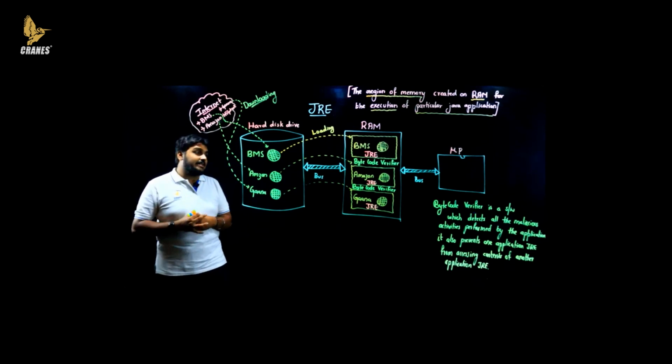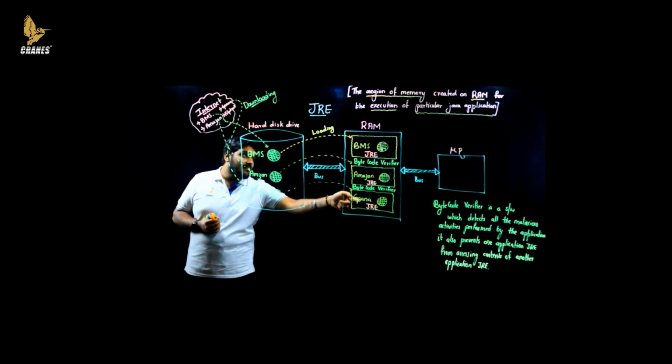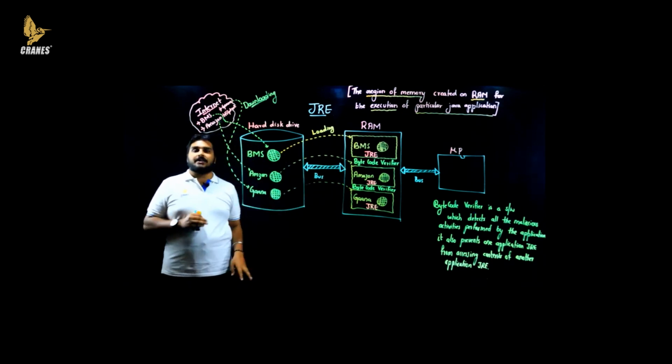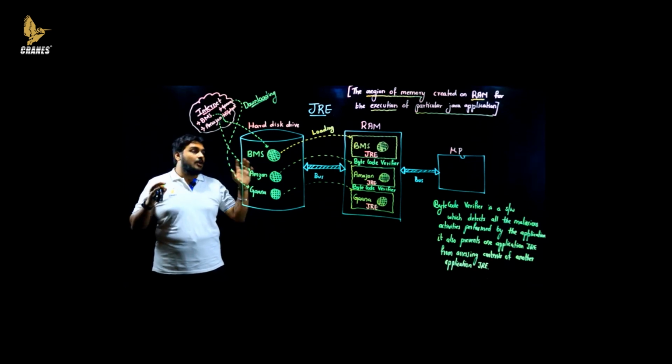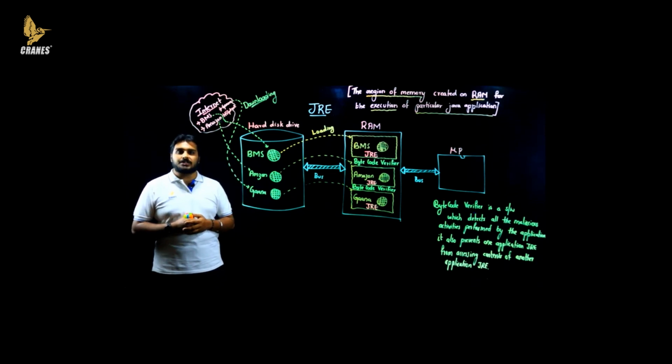That is the reason every single application has an independent JRE, an independent region of memory. I hope I'm completely clear with why JRE is being used and how JRE is being used, as well as I hope I've given the clarity about your bytecode verifier as well.